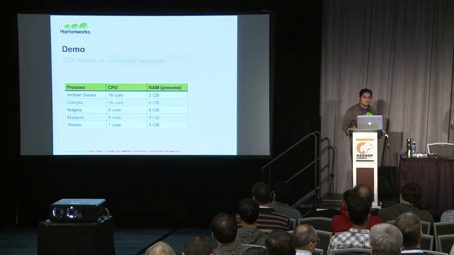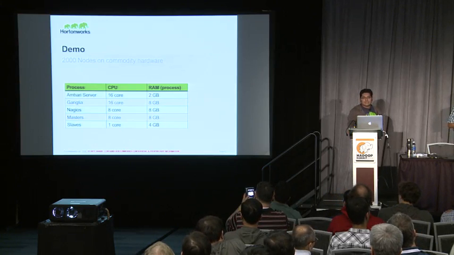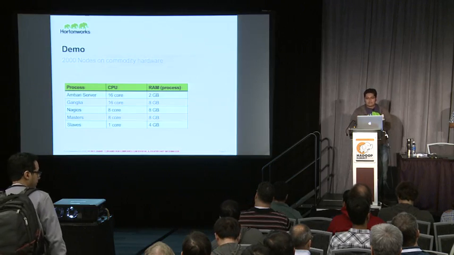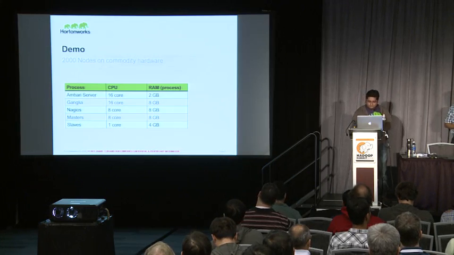So this is a 2,000 node cluster on commodity hardware. The objective of performance tuning for 1.6.1 was to actually deploy Ambari on a 2,000 node cluster with run-of-the-mill virtual machines. So none of the optimizations were done below the application layer.